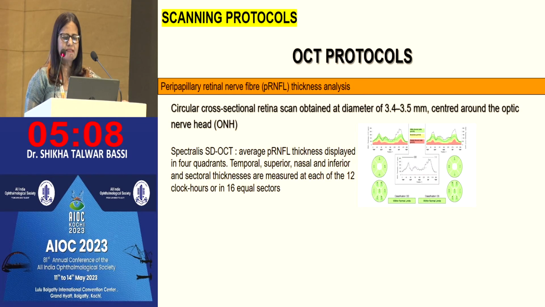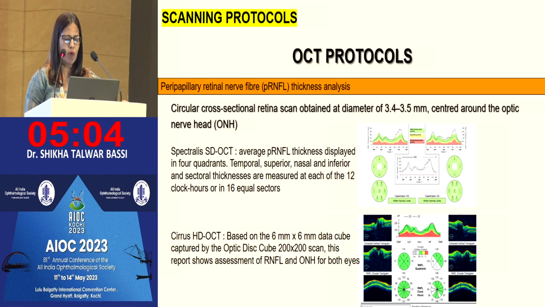Now, in Cirrus, as in Spectralis, it looks like this. You get the averages in 4 quadrants. In the Cirrus machine, you use a 6 millimeter by 6 millimeter data cube, which is captured by the optic disc cube 200 by 200 scan. And it shows the averages in 4 quadrants and also in 12 clock hours.